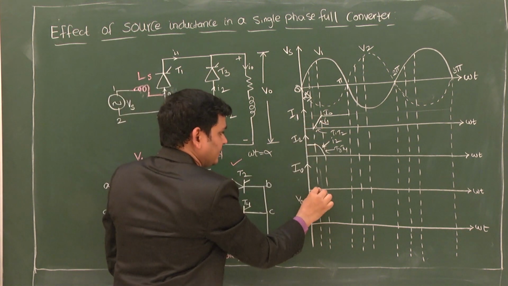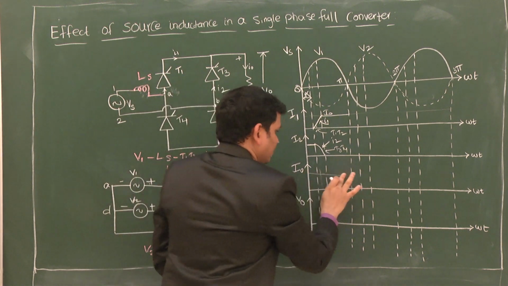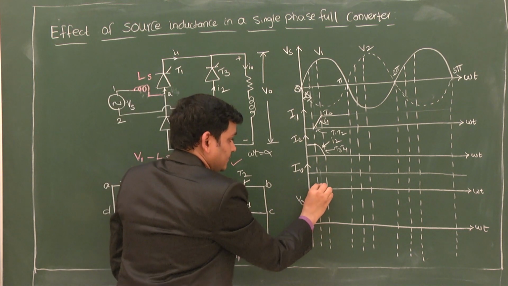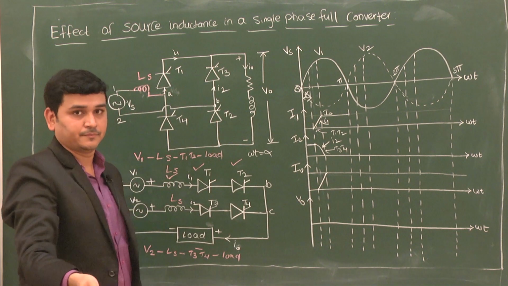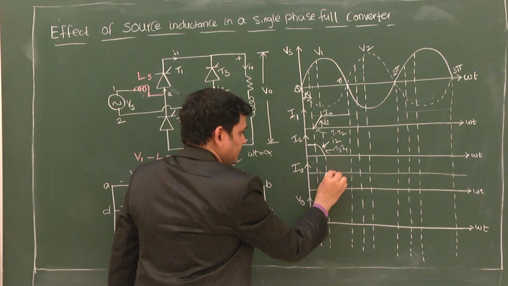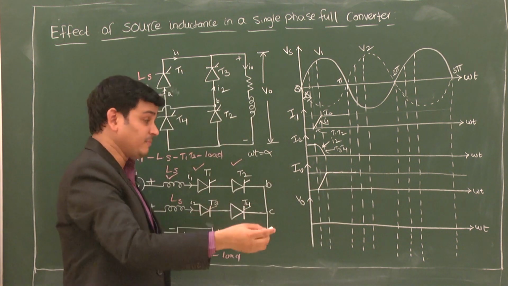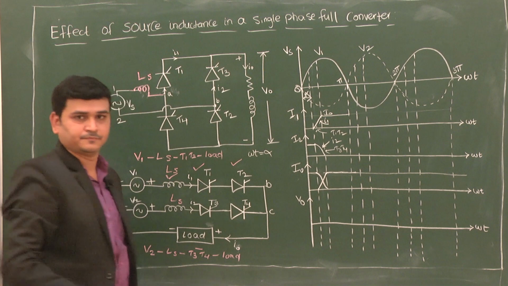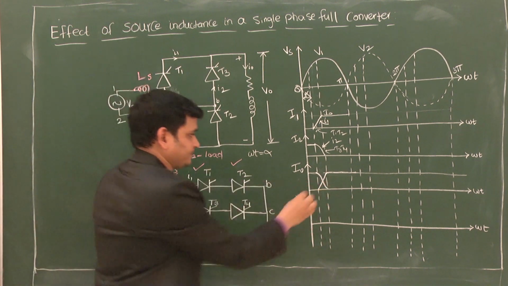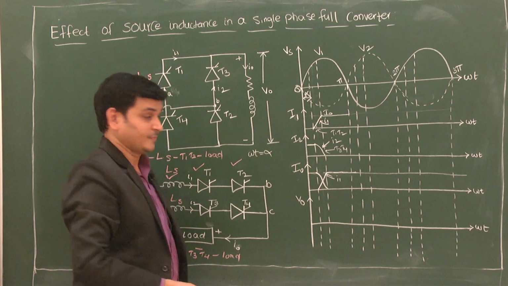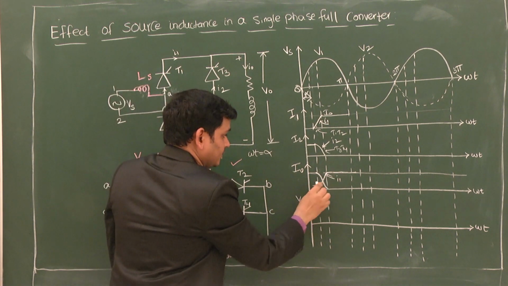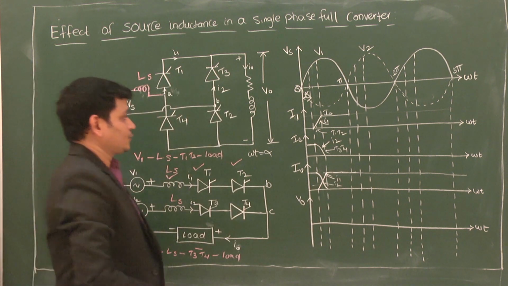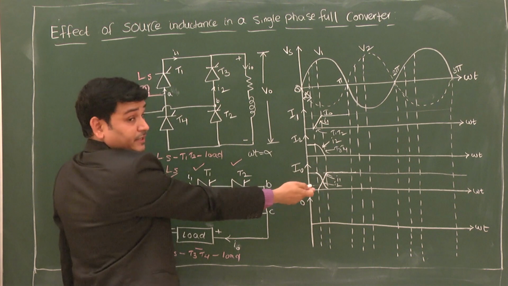So this one is I1. If I say this one is my I naught, then what is happening? This is increasing like this, I1. It is reaching I naught. At the same time, this is decreasing. This is regarding I1, and this one is I2. So I am combining this I1 and I2 here.